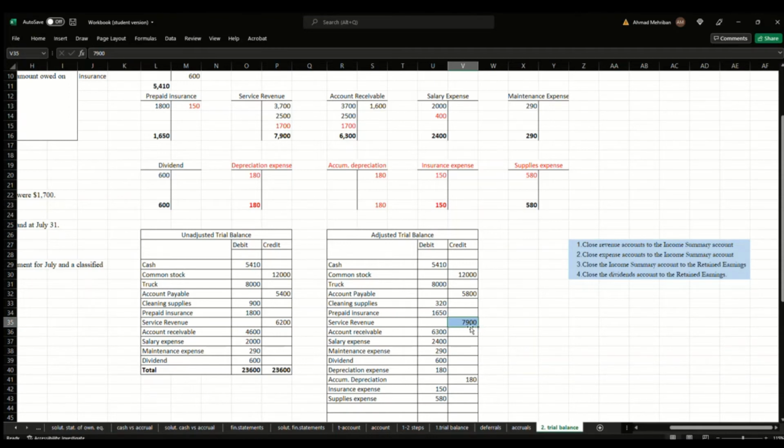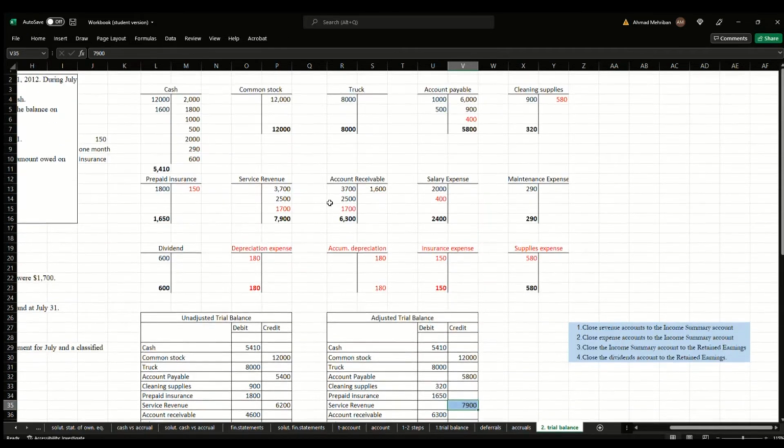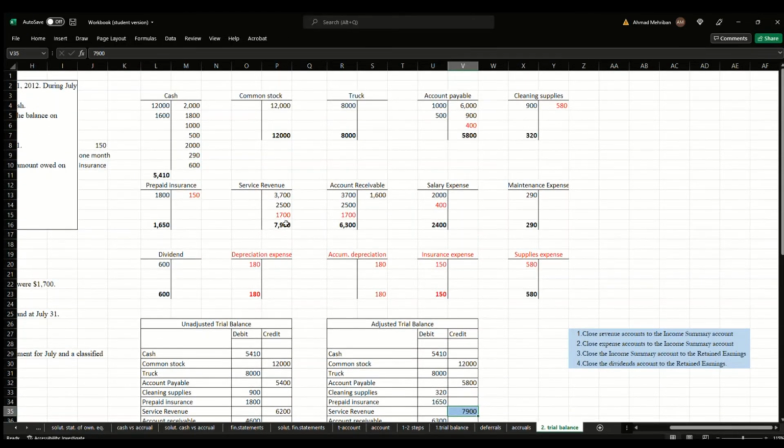Now, service revenue is 7,900, and as you remember, it's a credit entry, a credit balance. And if we go back to our T account, you can see as well that the normal balance is on the credit side. Now we have to close it.